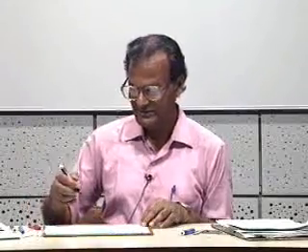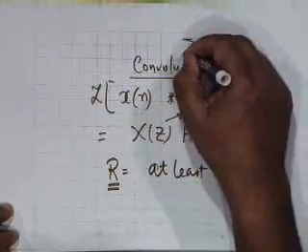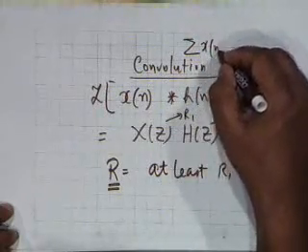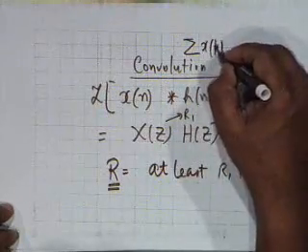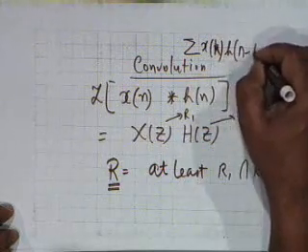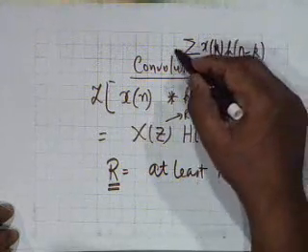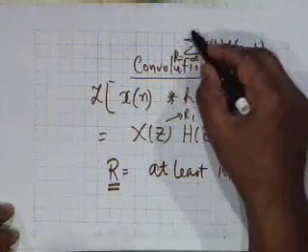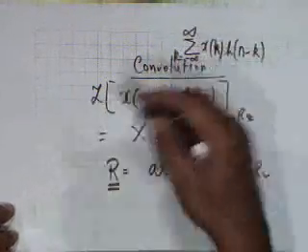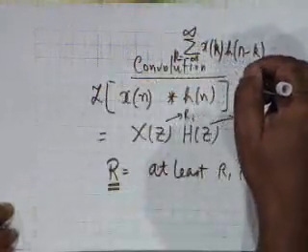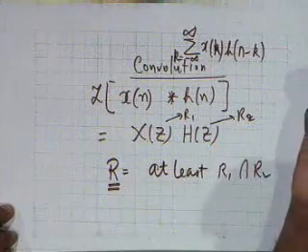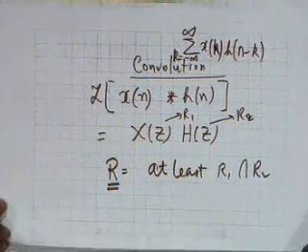And therefore, just to recall, the convolution is the sum of x of k, h of n minus k, where k goes from minus infinity to plus infinity. Or in other words, one could have x of n minus k, h of k, summation, all right. k goes from minus infinity to plus infinity.